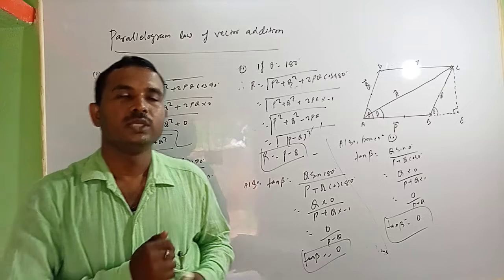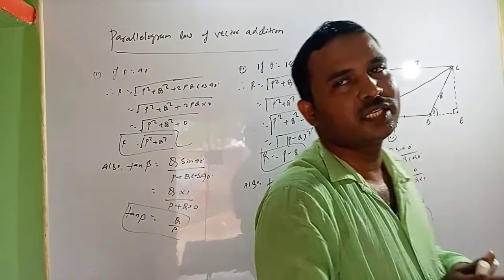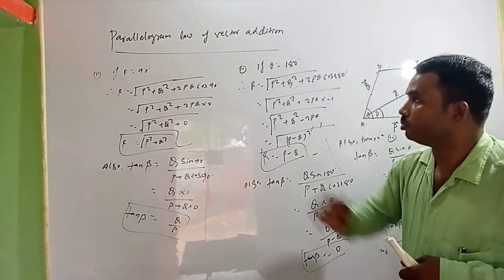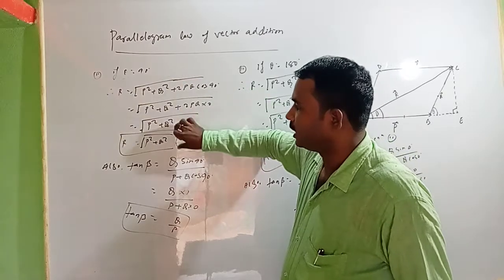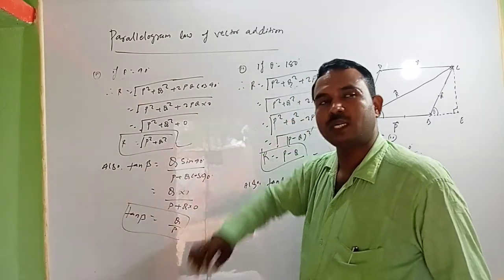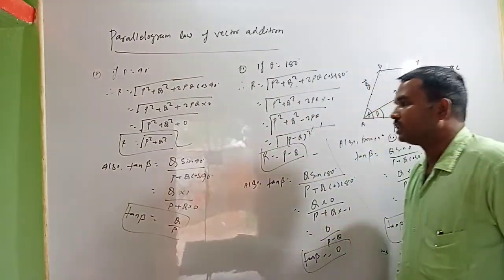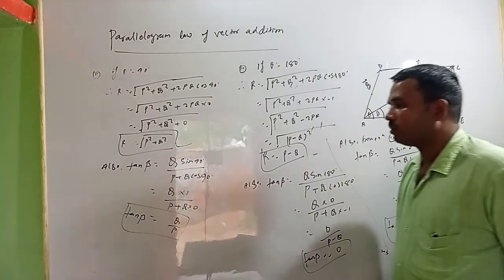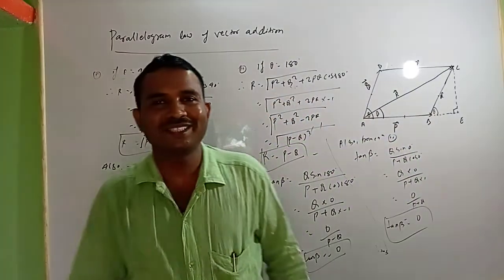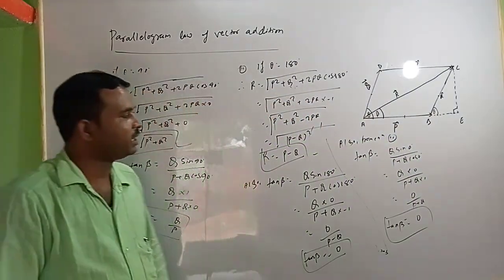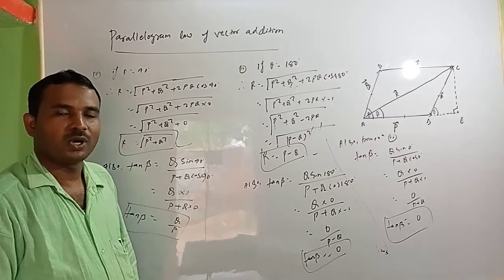Okay, students. So we got all three cases with the help of both formulas, r and this tangent formula, tan beta is equal to q sin theta divided by p plus q cos theta. I think you may all have written down all the cases.